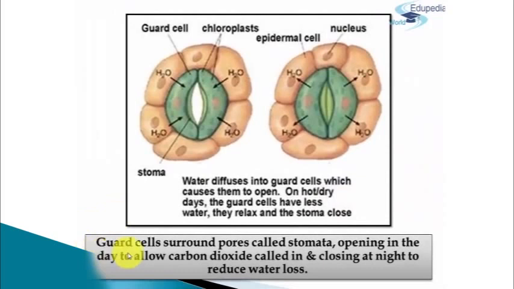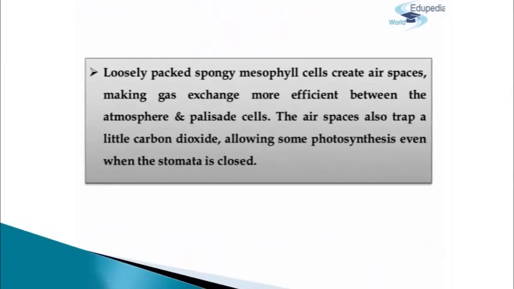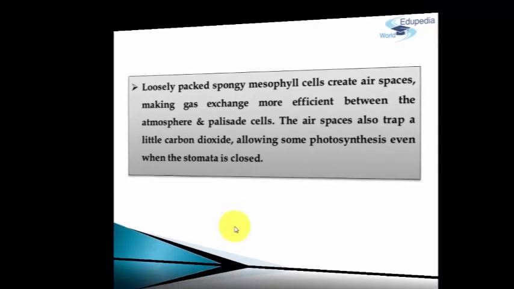Next we have the guard cells that surround pores called stomata. This we are all aware of, opening in the day to allow carbon dioxide in and closing at night to reduce water loss. So this is another method of adaptation. The last one is loosely packed spongy mesophyll cells that create air spaces, making gas exchange more efficient between the atmosphere and the palisade cells. The air spaces also trap a little carbon dioxide, allowing some photosynthesis even when the stomata are closed. So this was all for today's video lecture.